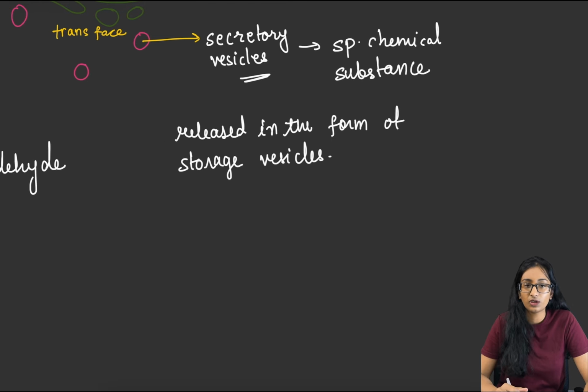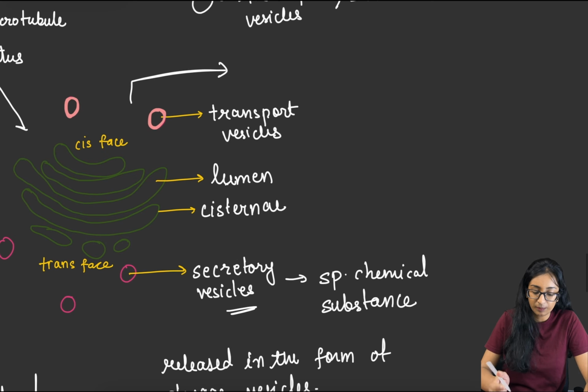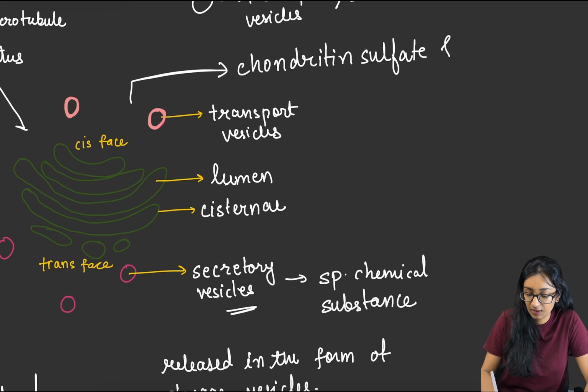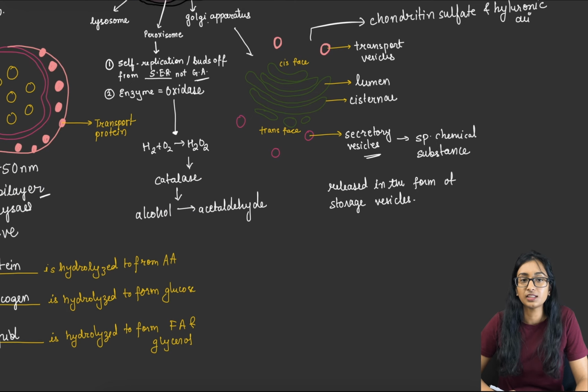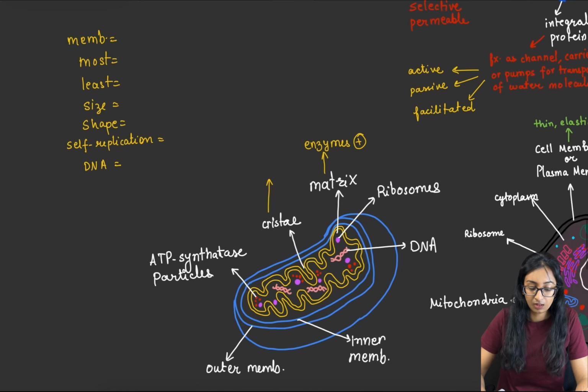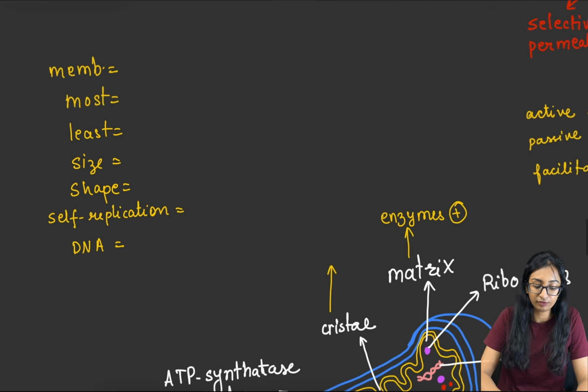One more fact about the Golgi apparatus is they can form chondroitin sulfate and hyaluronic acid. Now let's discuss the mitochondria. Mitochondria again is made up of 2 layers, that is lipid bilayer and full of proteins.